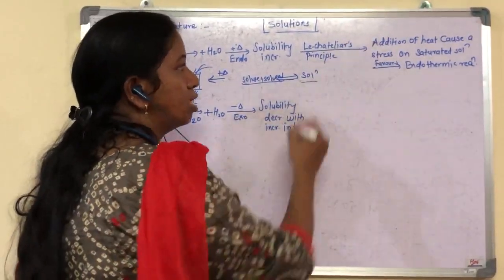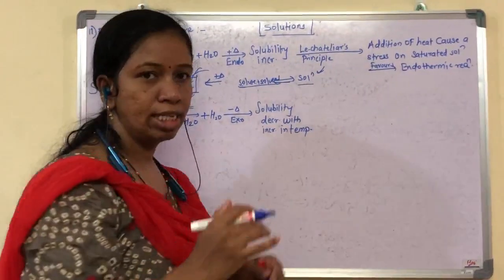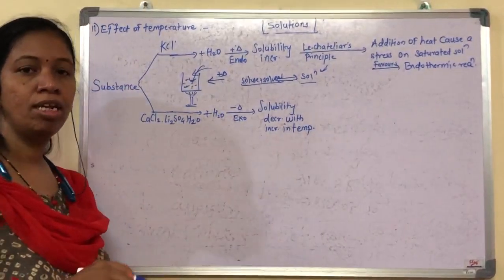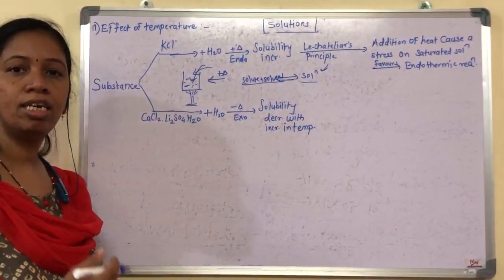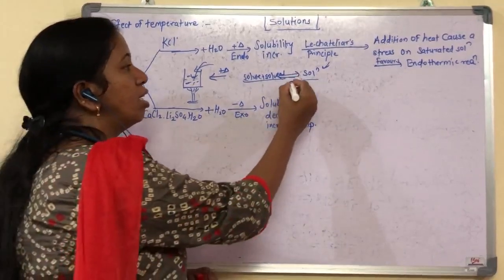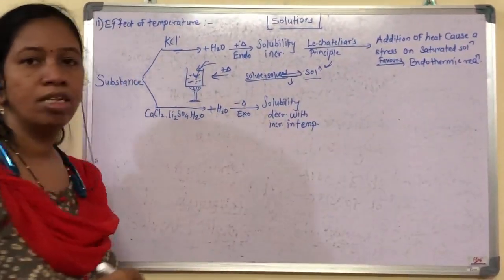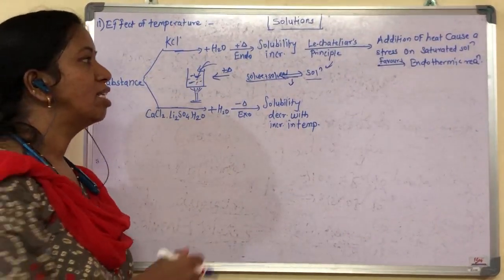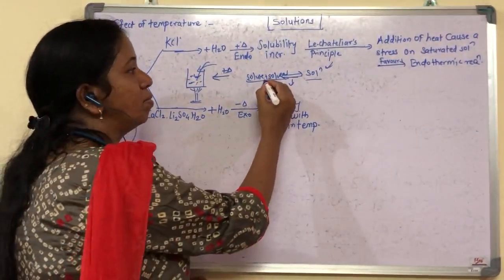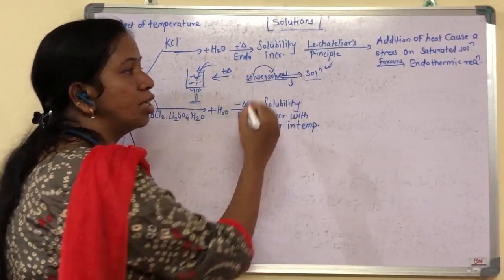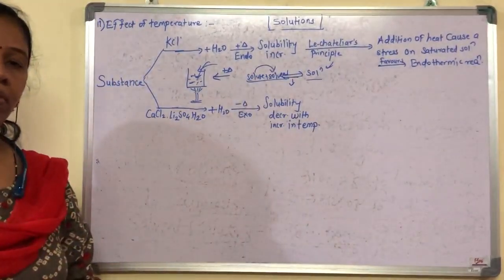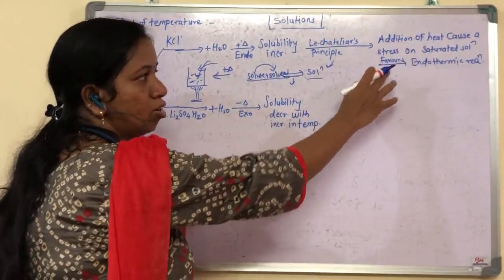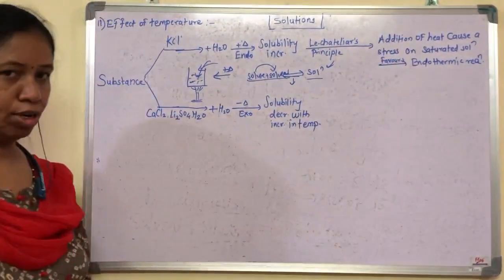So Le Chatelier's principle says that the system shifts in the direction where the stress is nullified. So here we increase the temperature, and the solute dissolves into the solvent, and again equilibrium is established. It means that addition of heat, a stress on a saturated solution, favors the endothermic reaction.